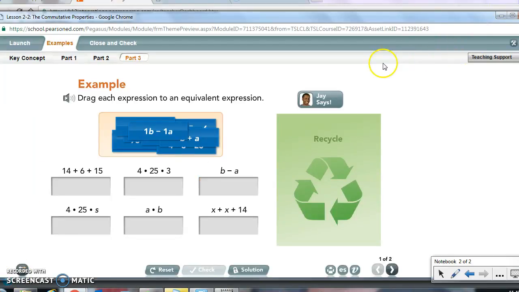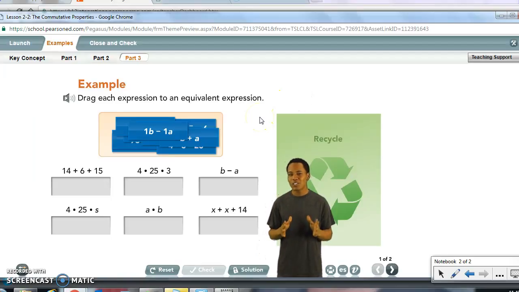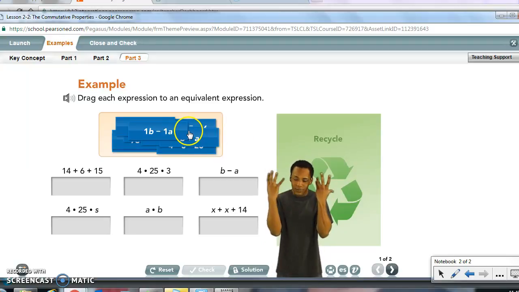All right. You know, there's a reason you might want to rewrite some of these expressions. Think about 4 times 3 times 25. It's a lot easier to multiply 4 times 25 and get 100 and then multiply that by 3 instead of trying to multiply 12 times 25 in your head. Yikes. Okay, let's fill these out.